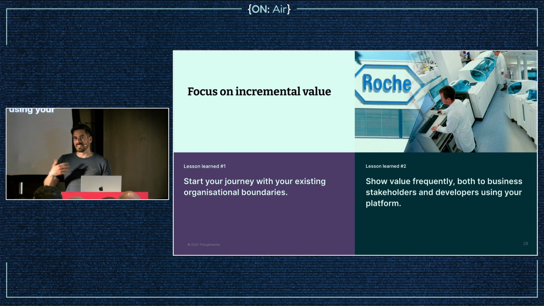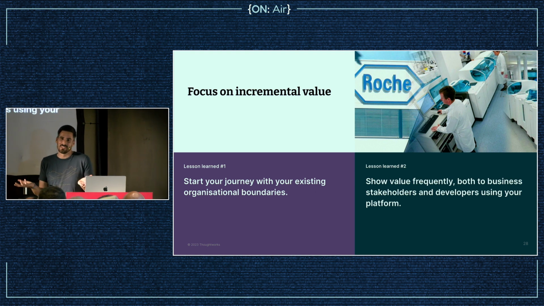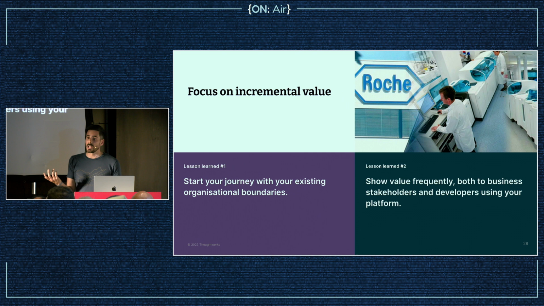The other thing is, like anything in technology, try to implement something and show value early, right? So work in a way that is incremental, and you deliver value in each increment. Involve the business people, right? They need to see the return on investment quickly. If not, your data mesh initiative may be shut down. And also involve the developer.